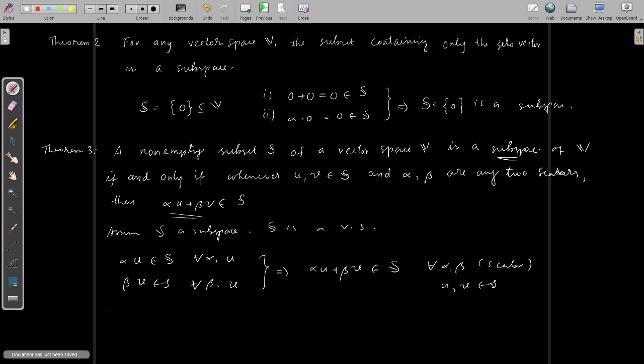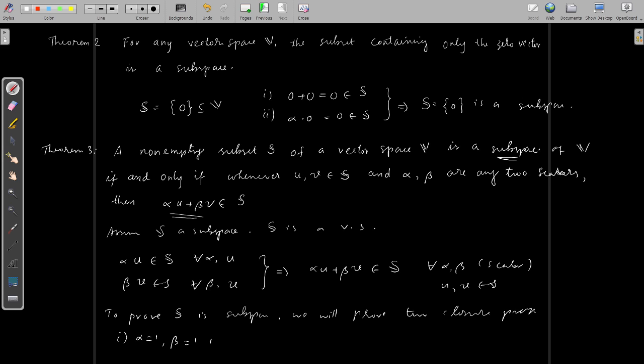To prove S is a subspace, we will prove two closure properties. For the first closure property, put alpha equal to 1 and beta equal to 1, and u, v belonging to S. By our hypothesis, this assumption says that 1 times u, that is u, plus 1 times v, that is v, belongs to S. So this proves the first closure property.